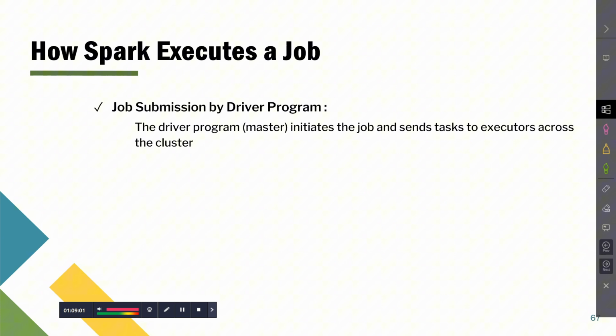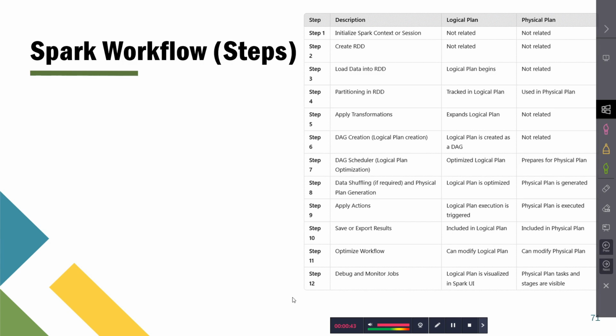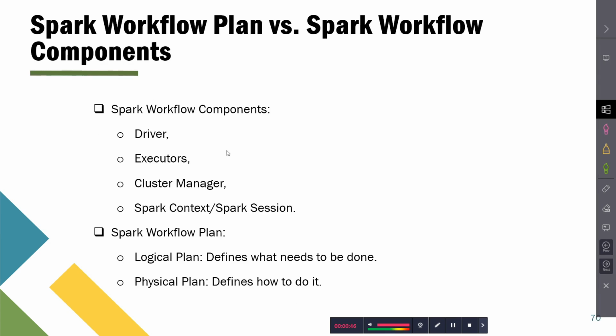Then we talked about the Spark workflow and its main components: driver, executor, cluster manager, and Spark context and session. These four are under the logical plan and physical plan. In the logical plan we define simply what needs to be done, a very nice word. How? A very complicated issue I explained in a very simple way. In the physical plan, we define how to do it. And then we talked about the 12 steps for this procedure.